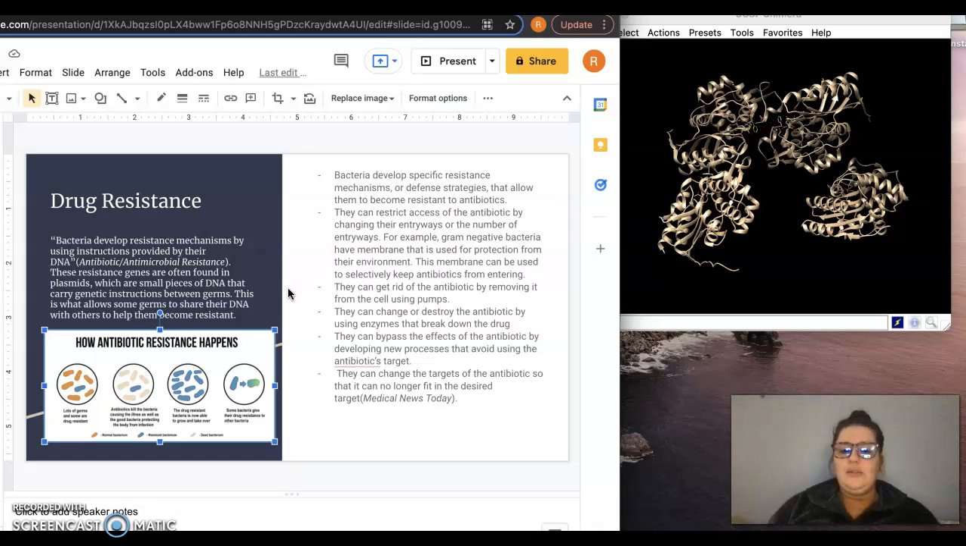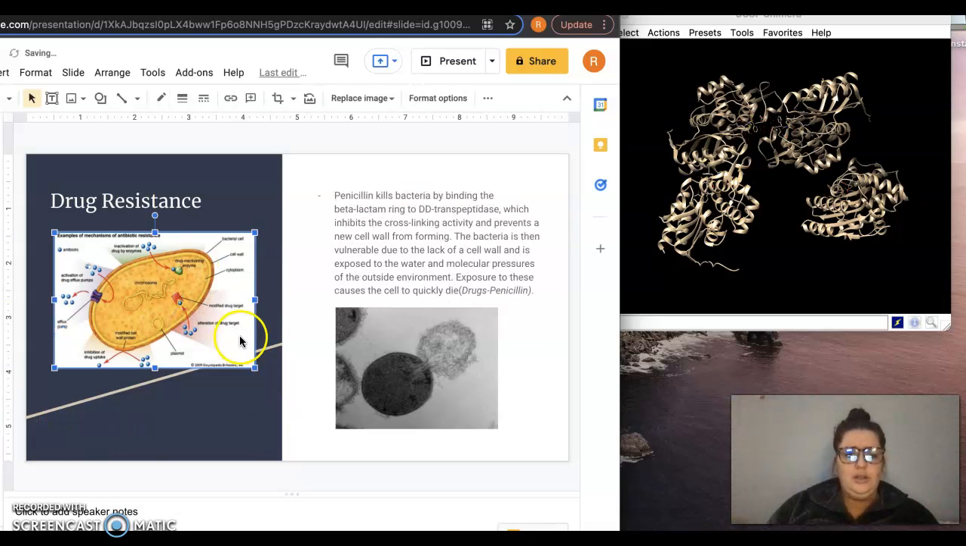They can get rid of antibiotics by removing them from the cell using their pumps, so they can pump it out of the cell when it enters. They can change or destroy the antibiotics by using enzymes that break down the drug and then remove it from the cell, or they can bypass the effects of the antibiotic by developing new processes that avoid using the antibiotic's target. So if there's a target marker in the cell that the antibiotic is made for, they can block it by using different targets within the cell and deactivate the old ones that the antibiotic was attaching to. They can also change the targets of the antibiotic so that it can no longer fit in the desired target of the cell.